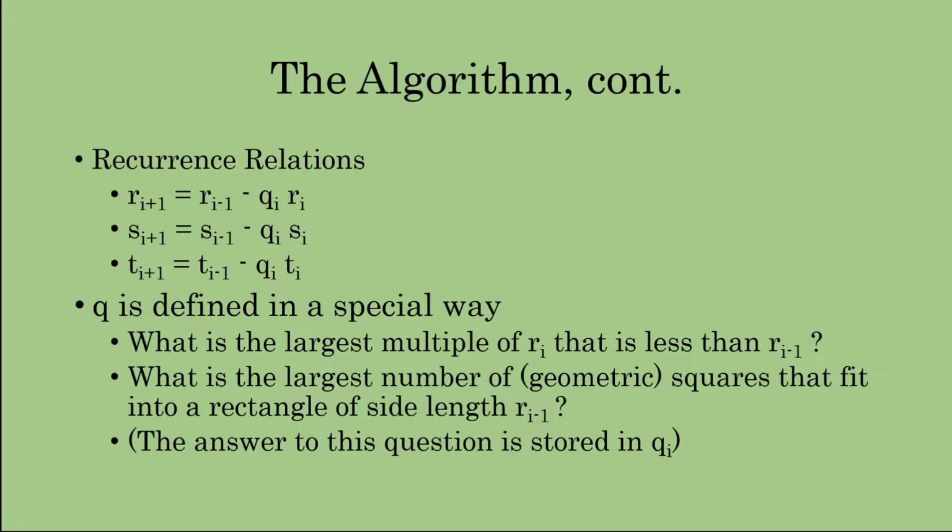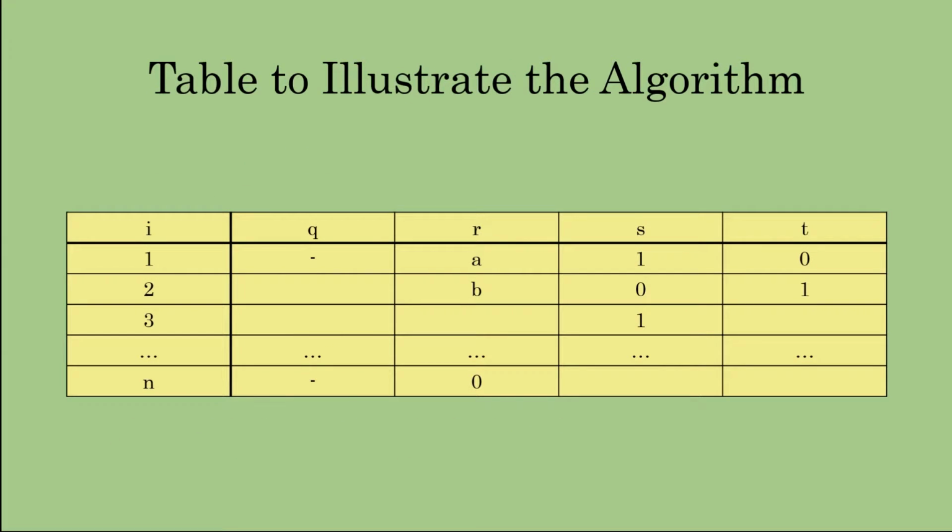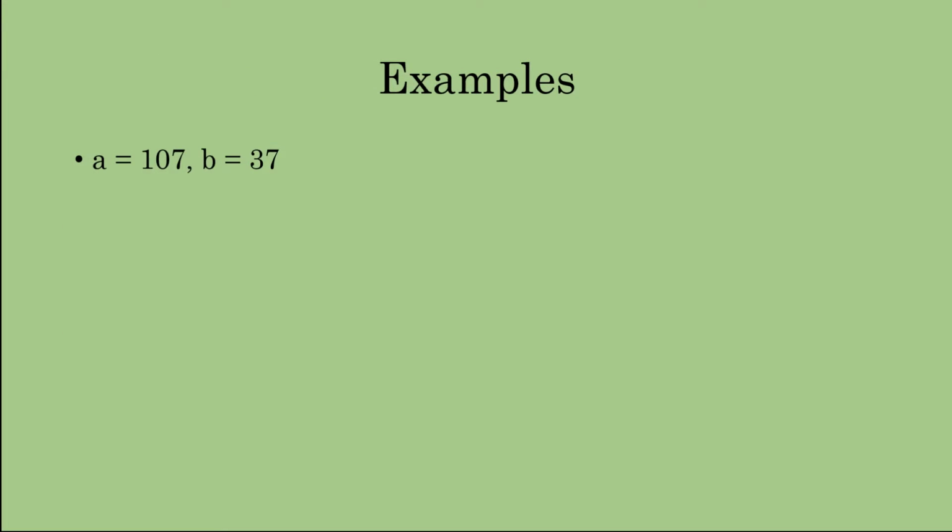The answer to this question, because those two questions are actually identical, as we'll see, is sort of like considering an arithmetical interpretation versus a geometric interpretation. But they're going to give you the same answer, and that answer will be stored in Q sub I. Again, we'll see examples of this to clarify, but I'm just giving you some of the theory first. And again, there's this all-important table, or listing, which we'll be able to see. So first, let's just see an example for now.